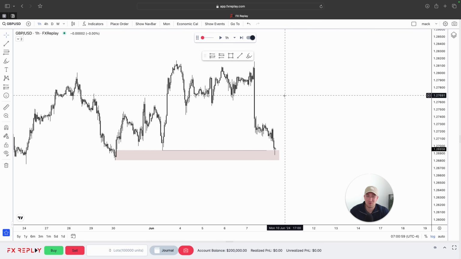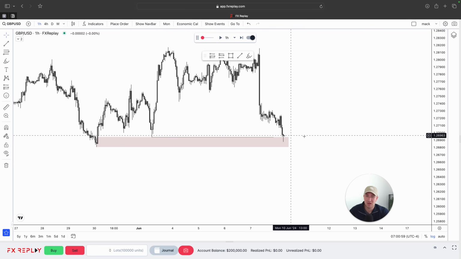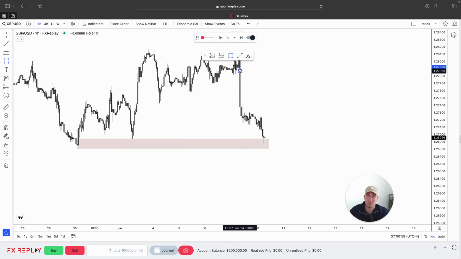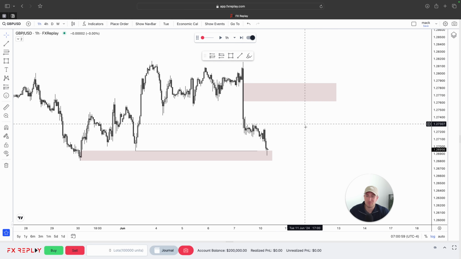And that's exactly what happened over here, right? So we have this low, we sweep sell side liquidity. Now we're going to be looking for buy side liquidity, and we want to see the market come up and fill this region right here.